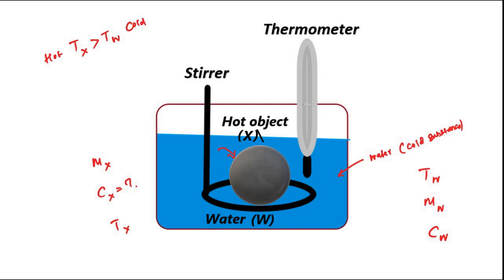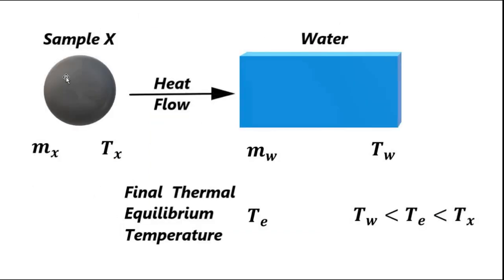So when this object, the sample X, is placed inside the calorimeter, it will lose heat because it is at a higher temperature. Heat will flow from this sample, this object X, to water, which is at a lower temperature.